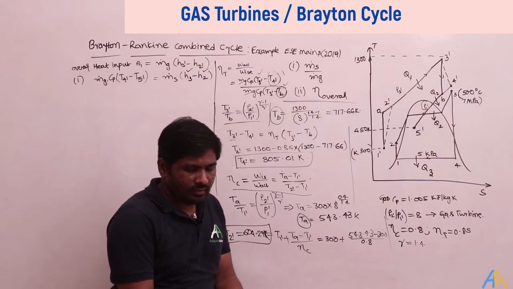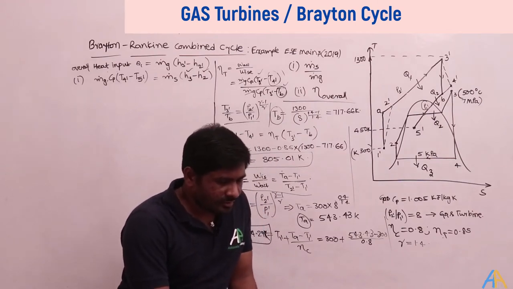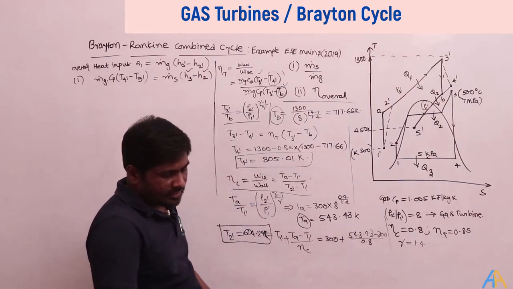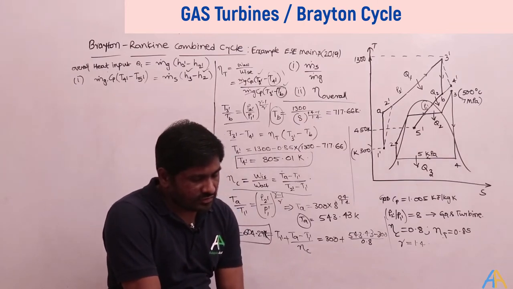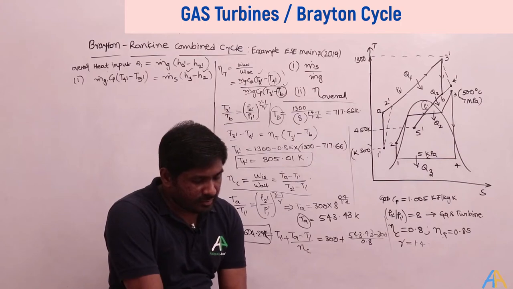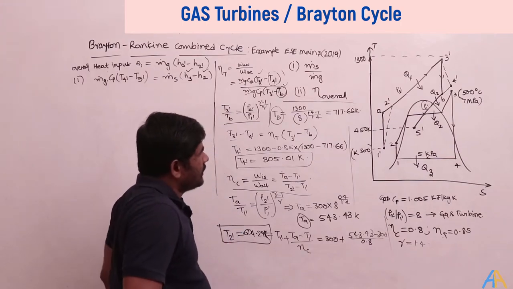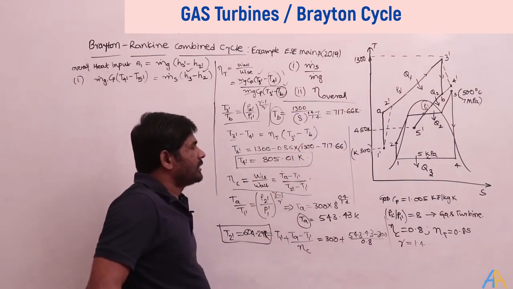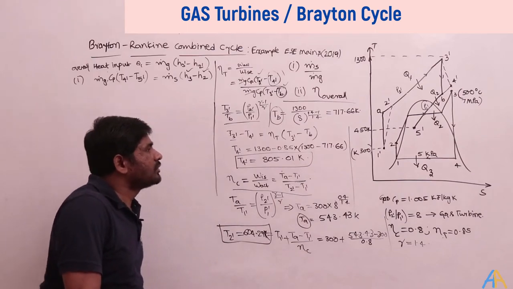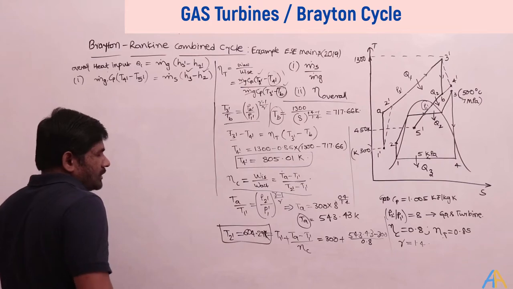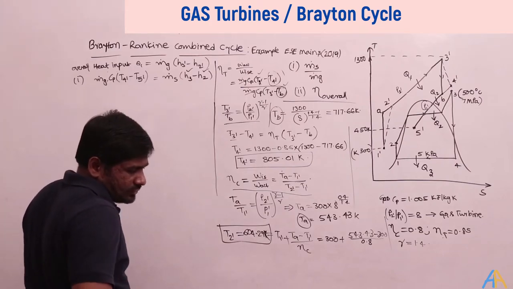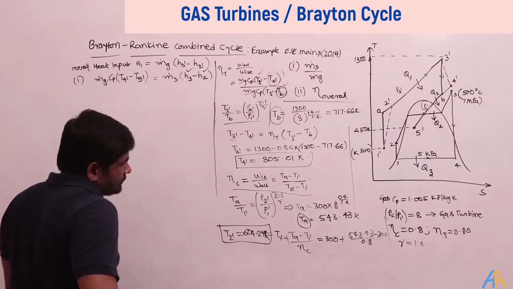So here, what are the values of the enthalpies? We need to find out the enthalpies. First, H3 is a direct one, because the temperature and the pressure are given. What about H2? How will you find out the H2 value?